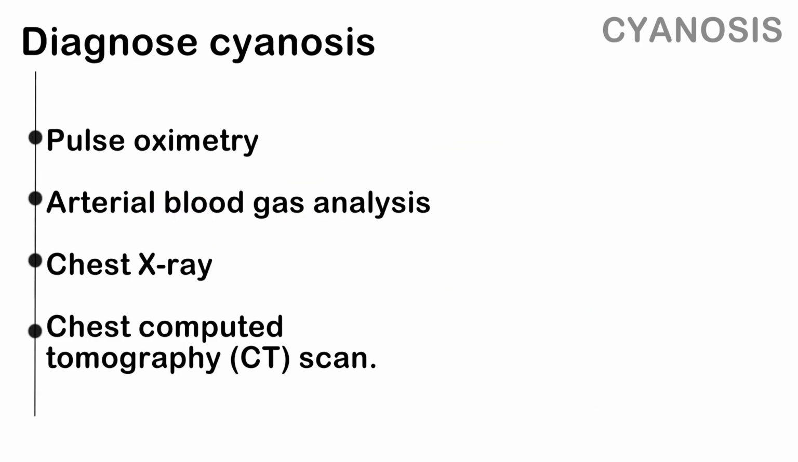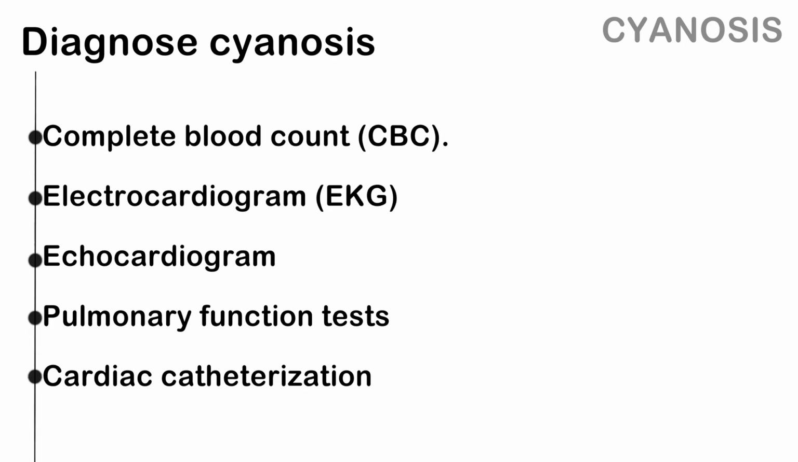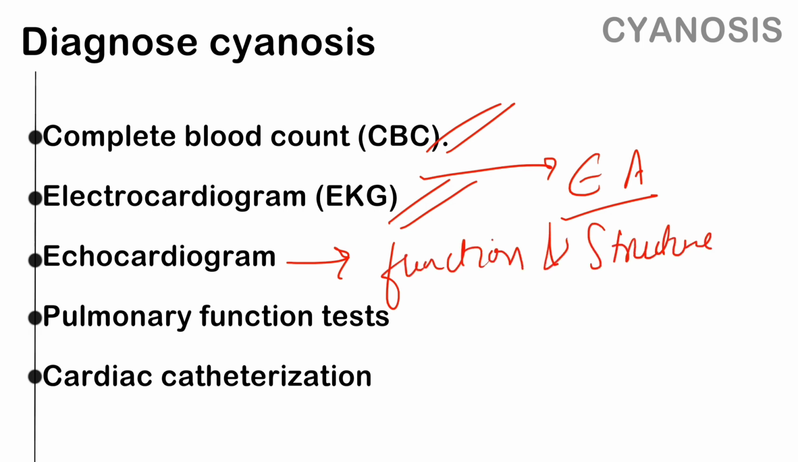Now a word about diagnosis. In order to determine the cause of the cyanosis, the following tests can be done. For example, pulse oximetry, arterial blood gas analysis, chest X-ray, CT scan or computed tomography, CBC or complete blood count, electrocardiogram for measuring electrical activity of the heart, echocardiogram, that is an ultrasound of the heart which shows its function and structure, and it will show any blockade in the heart. Next is pulmonary function test and cardiac catheterization.